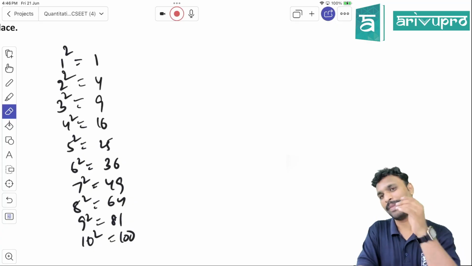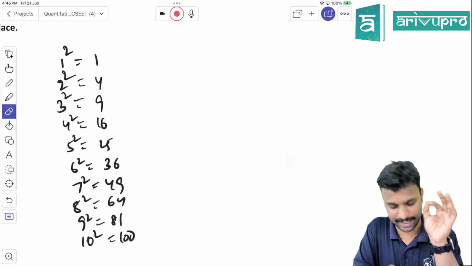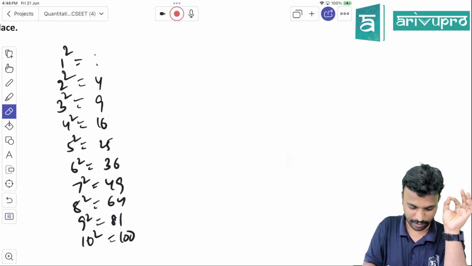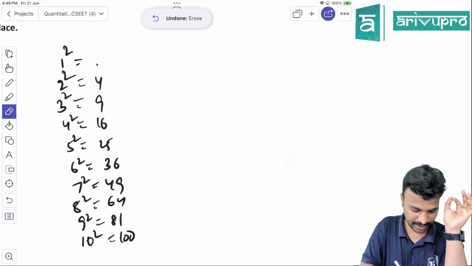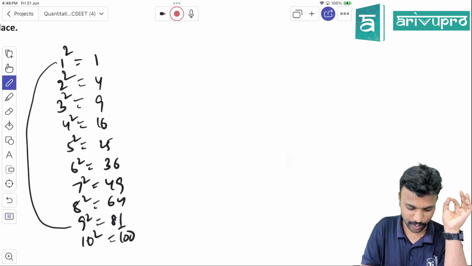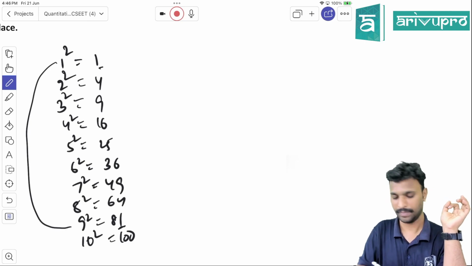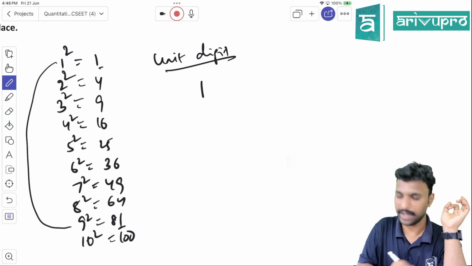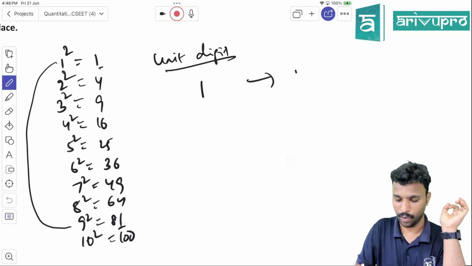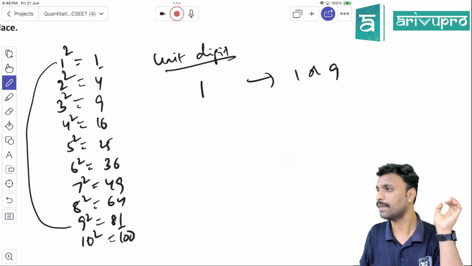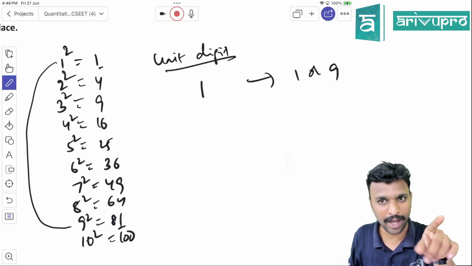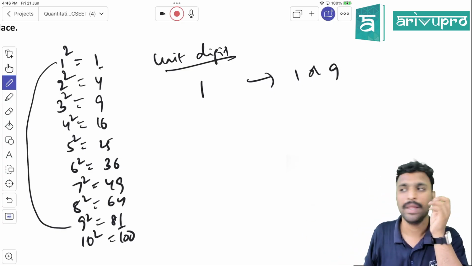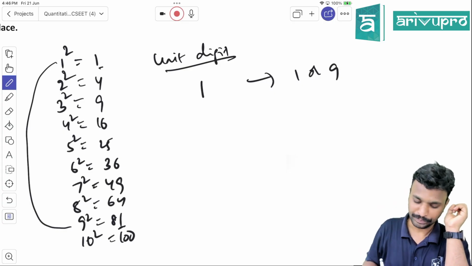You have to see if the units place digit is 1. For which numbers do you get units place digit as 1? For 1 and 9. Correct? Square of 1 and square of 9 will give you units place digit as 1. If you get units digit 1, it could be either 1 or 9.